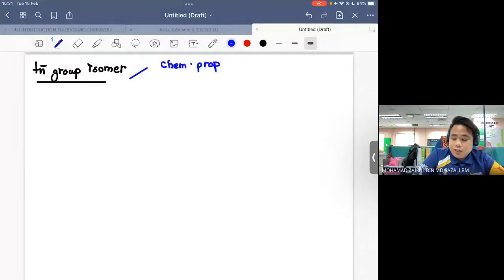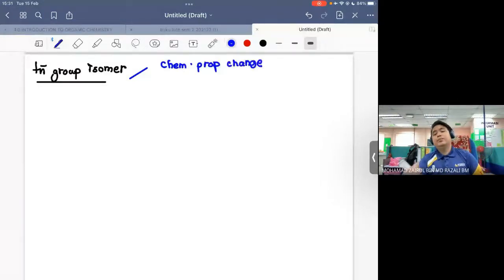Sebab apa? Sebab kalau awak ingat balik yang kita belajar dalam functional group hari itu, the chemical properties of the organic compound is characterized by the functional group. So kalau ada functional group yang sama, that means the compound, it doesn't matter whether the compound have 3 carbon or 300 carbon, they will undergo a similar type of reaction. Sebab apa? Sebab reaction tu dia hanya akan berlaku dekat functional group.